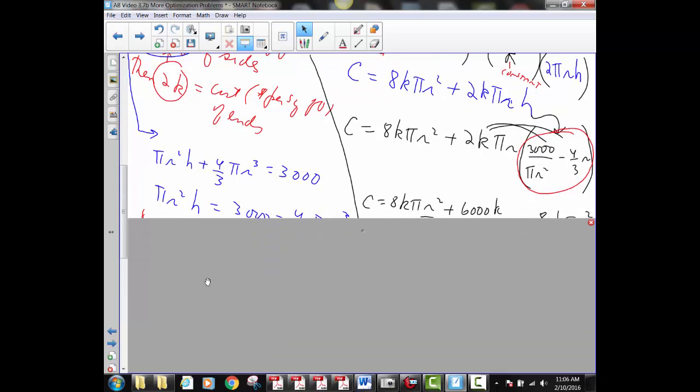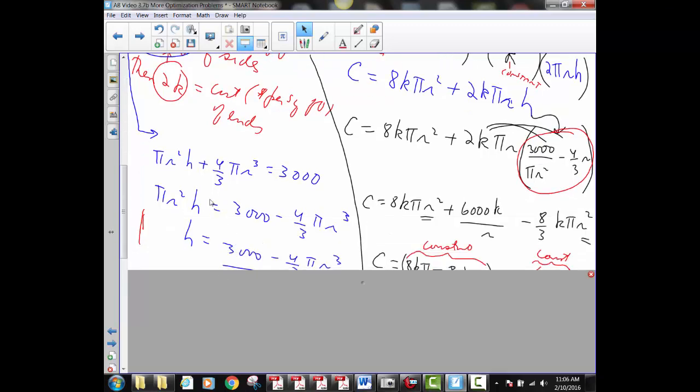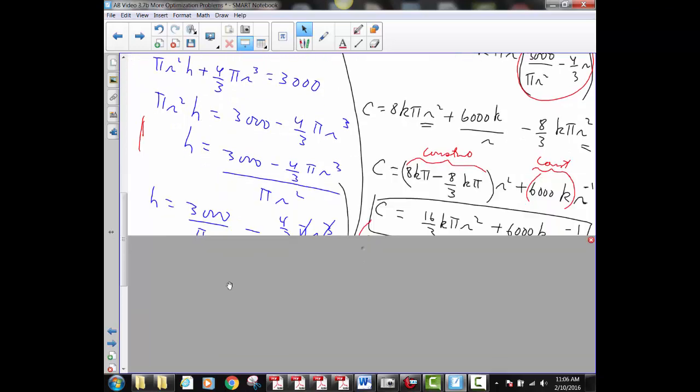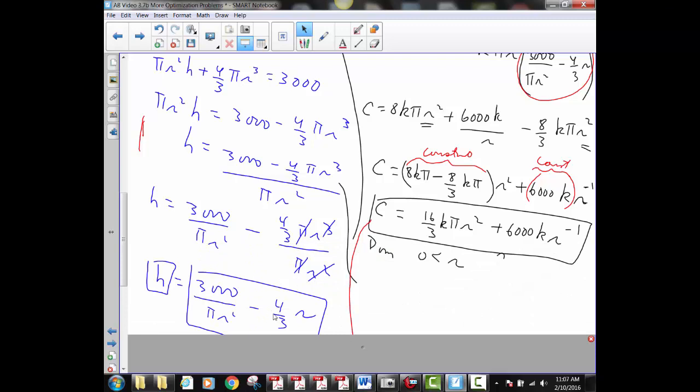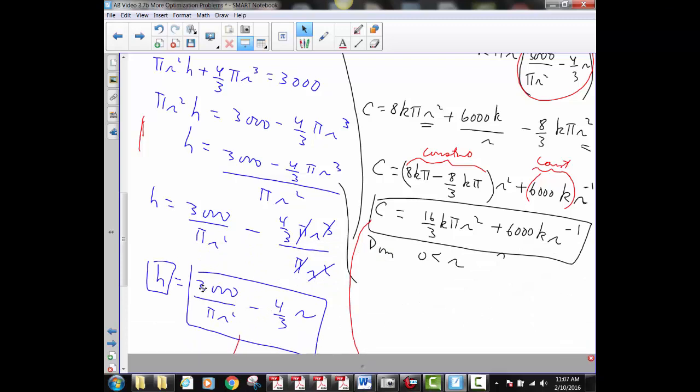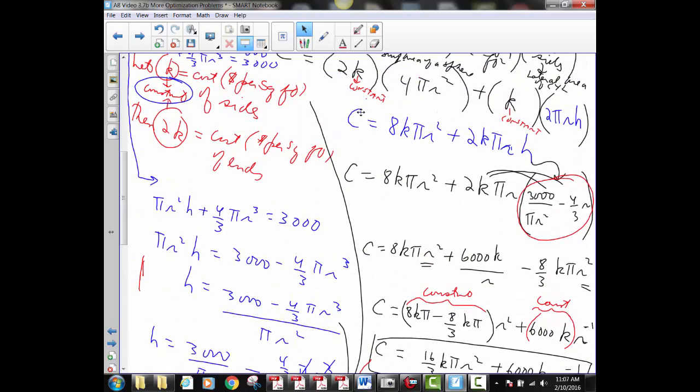Now when you're deciding which one to isolate, it's way easier to isolate h because there are r's in both terms. H is only in one term. So I isolate the term with the h, then I isolate the h, and then I simplify. And after all is said and done, h is equal to 3,000 over pi r squared minus 4/3 r. So I come back up to my equation that had too many variables. I replace h by the quantity I just found.